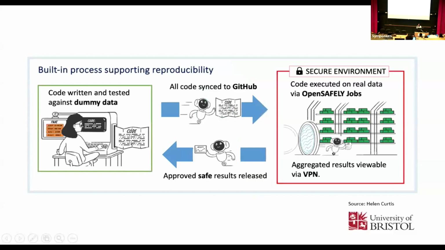So again, OpenSAFELY has a built-in process supporting reproducibility. While we can't share sensitive electronic health record data, we can share our dummy data. There's absolutely no risk of disclosure there. Alongside that, built into this process, the code ends up publicly on GitHub because we are using GitHub to submit it to the secure environment where it's analysed.